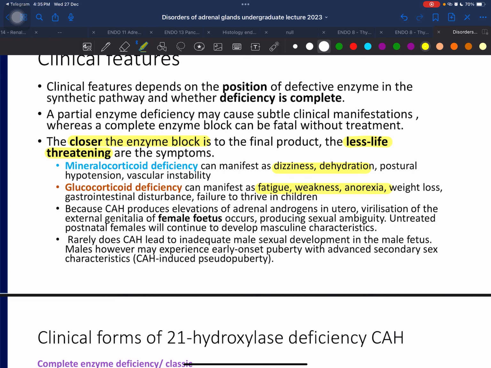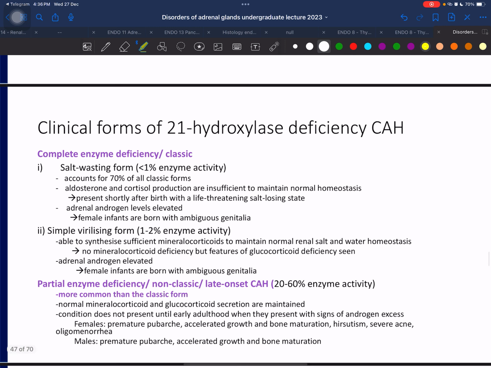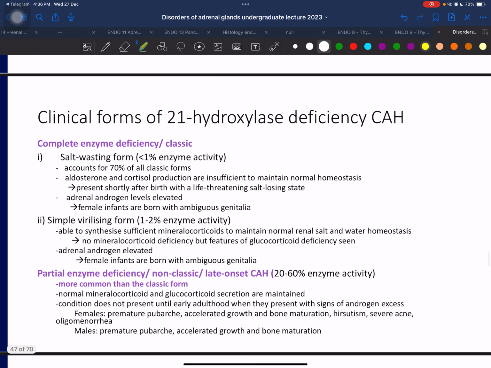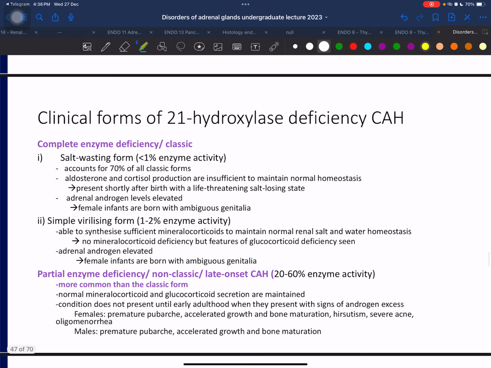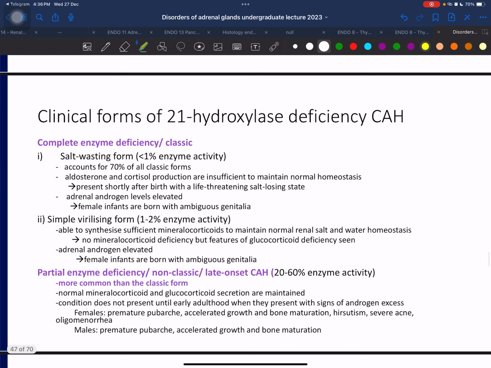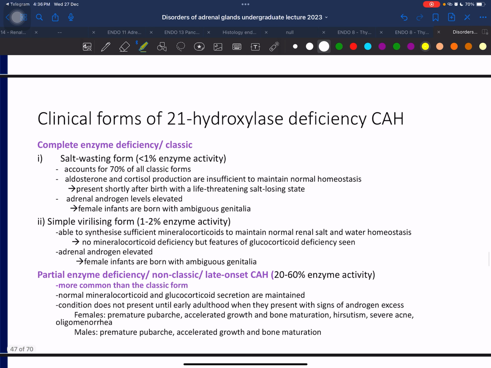So what are the clinical forms of 21-hydroxylase deficiency? Okay, you have the complete deficiency, as I've told you, which is what we call the classical CAH, and you have the partial enzyme activity, also known as the non-classic, or sometimes known as the late onset, because they present quite late in life. They are not detected early in life usually. Okay, so complete enzyme deficiency, there are also two types. The first type is the salt wasting form, whereby the enzyme activity is less than 1%, okay? It unfortunately accounts for 70% of all classic forms. It's the majority of the classic form.